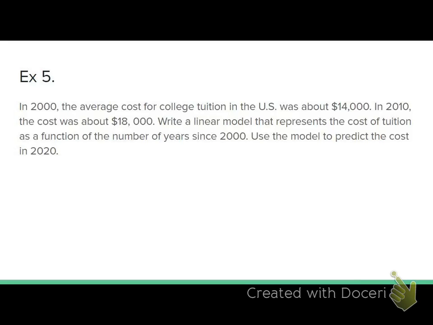So let's talk about them. What do you think is independent here? It'll be our x that's independent, but we're dealing with two things. We're dealing with time, and we're dealing with tuition cost. Time is always going to be independent. Time doesn't depend on anything. It just keeps going. So our independent variable is going to be years since when? When are we starting this? Since when? 2000. Years since 2000.